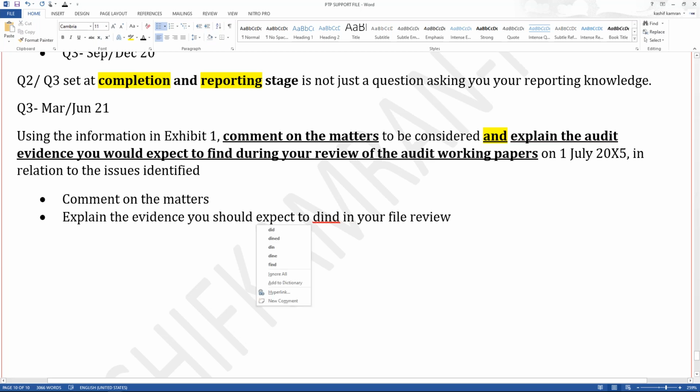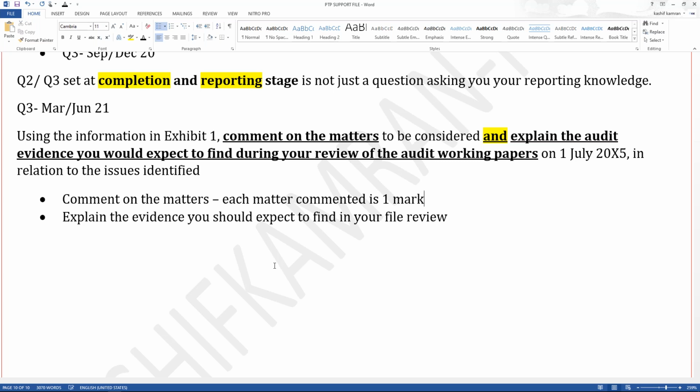Expect to find. Comment on the matters. Each matter commented is 1 mark, and each evidence written is 1 mark. So such a simple marking scheme, right?